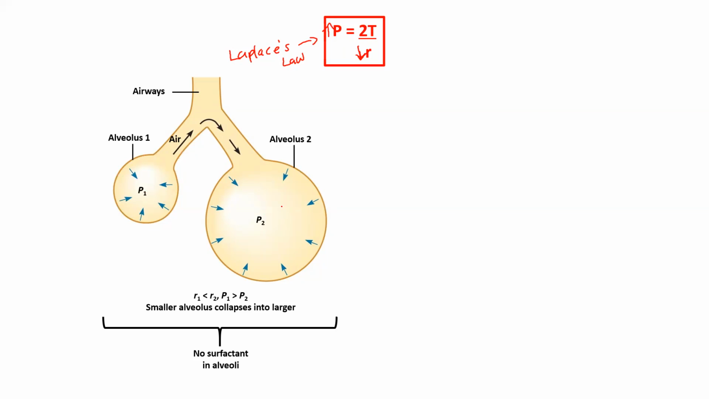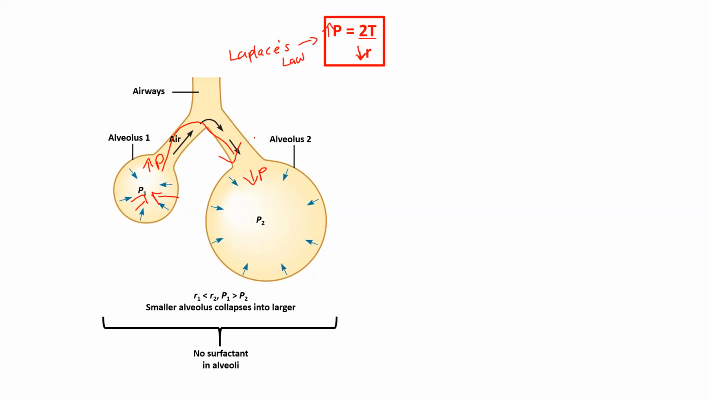And what that creates is a pressure gradient, okay? So we have air wanting to move from an area of high pressure here to an area of low pressure here. And that is not ideal. That's going to cause the collapsing of this alveoli when the air rushes into this one, okay?